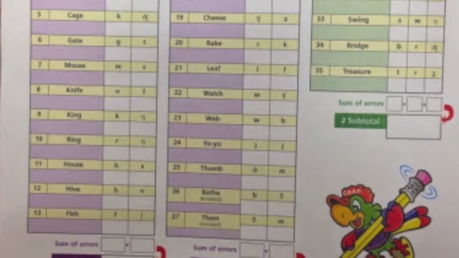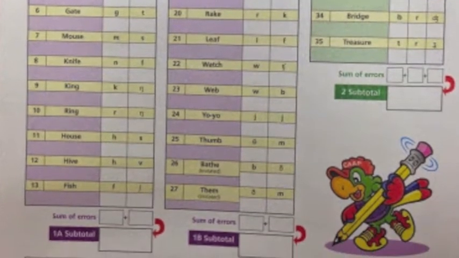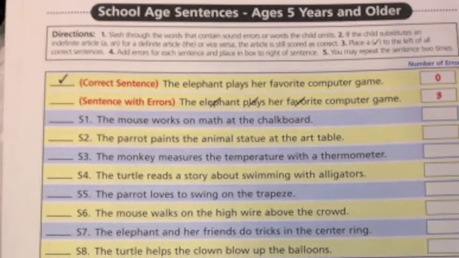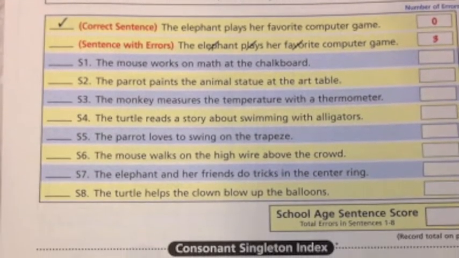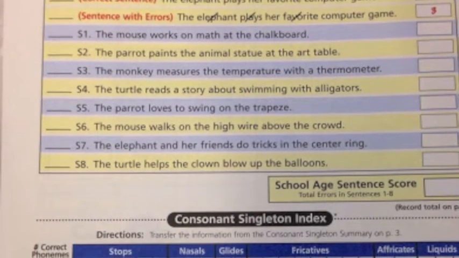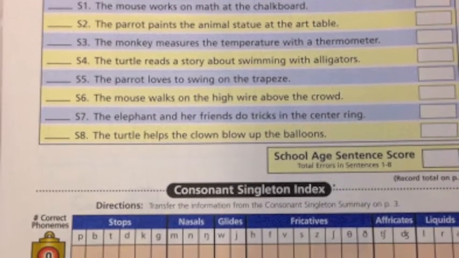School-age sentences are scored differently. Rather than indicating individual speech sound errors, an entire word becomes wrong if one syllable is wrong. This is indicated by the administrator putting a slash mark through the entire word.